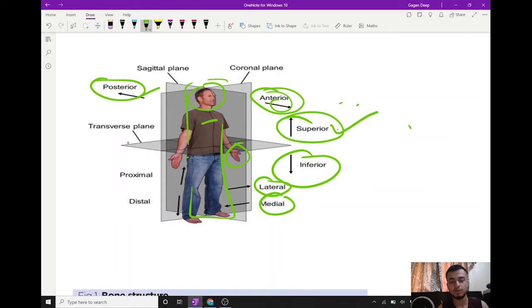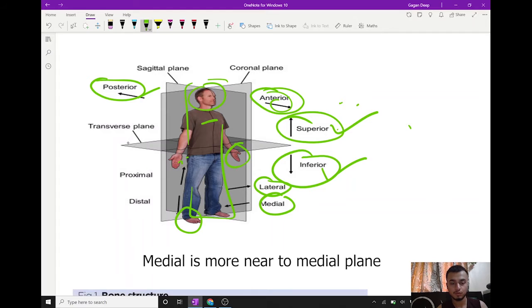It's superiorly located. Where's the feet? It's inferiorly located. Now, where is the little finger of the hand? It's more medial, more towards the human body. And where is the thumb of the hand? It's more lateral, more on the outside.